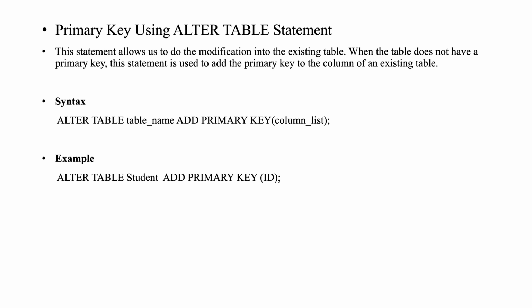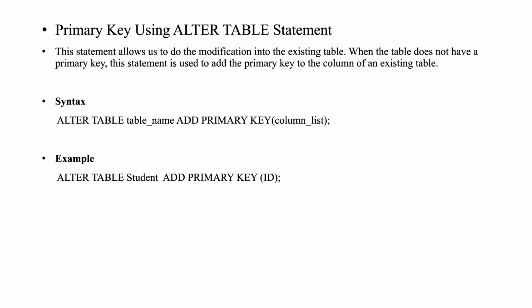Second method is primary key using alter table statements. These statements allow us to do the modification into the existing table. When the table does not have primary key, this statement is used to add primary key to the column of an existing table. Means your table is already existing and that table does not contain any primary key. Then you can modify the table by using alter table command.